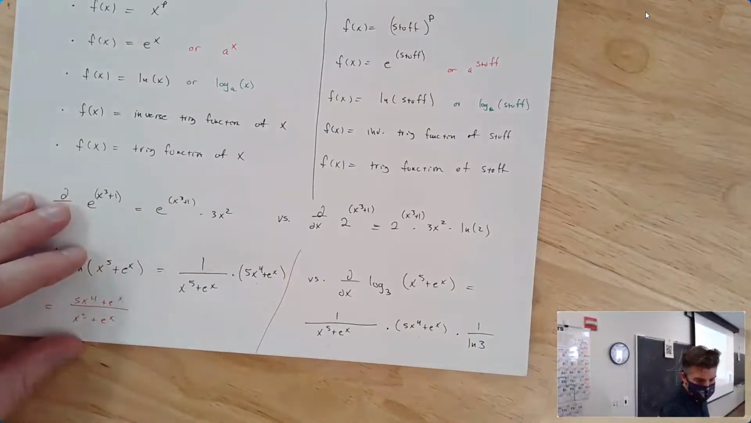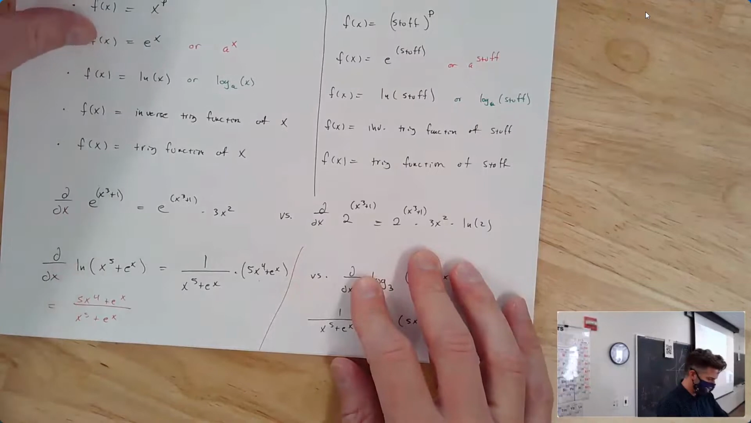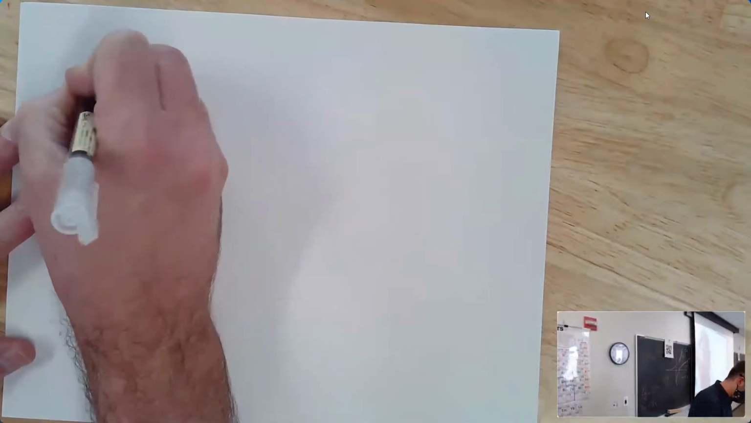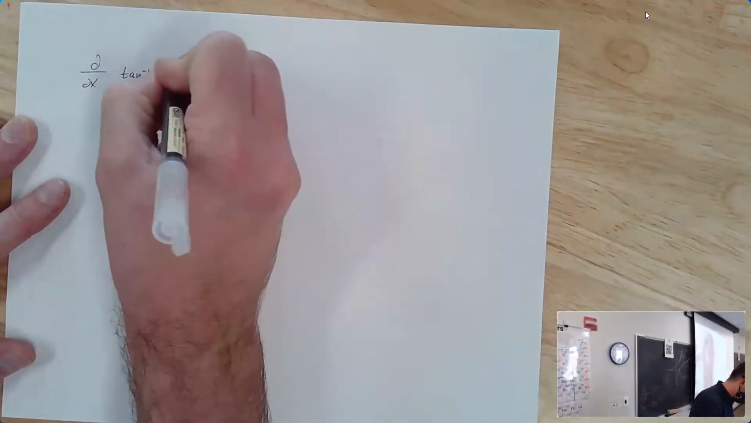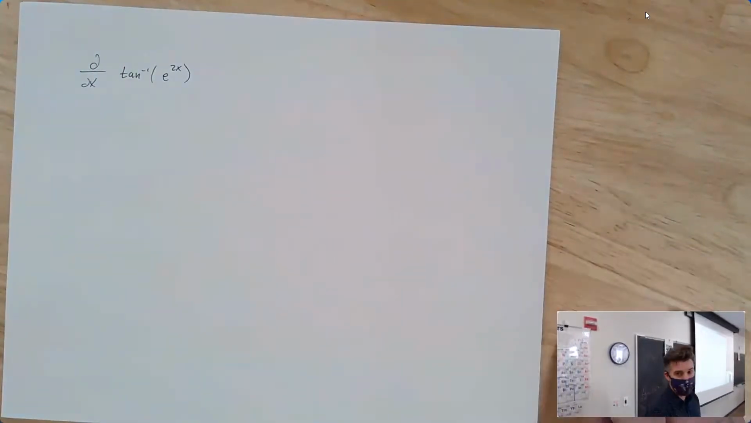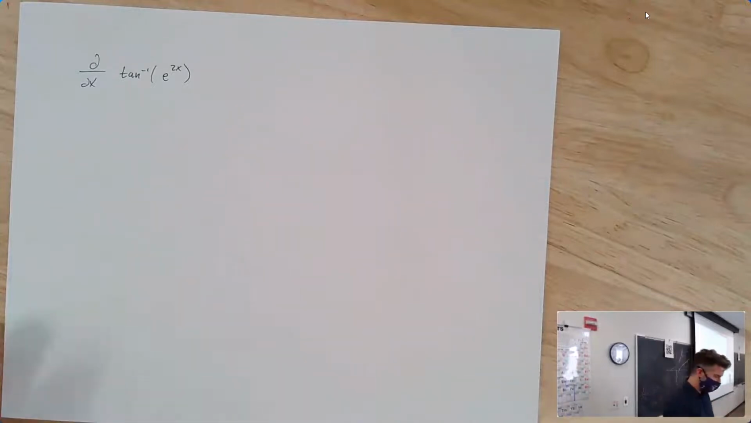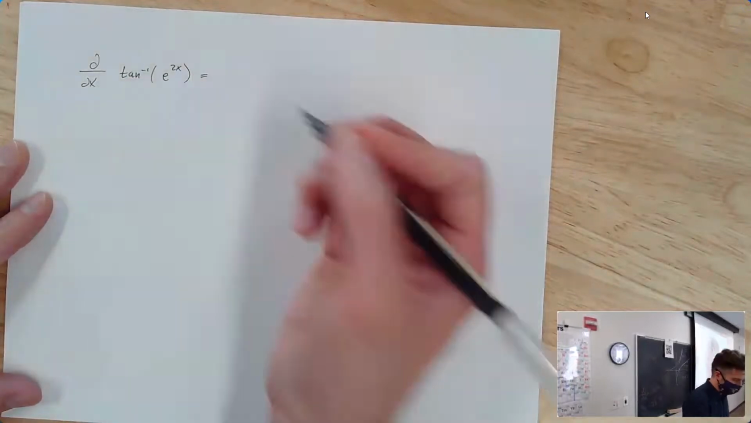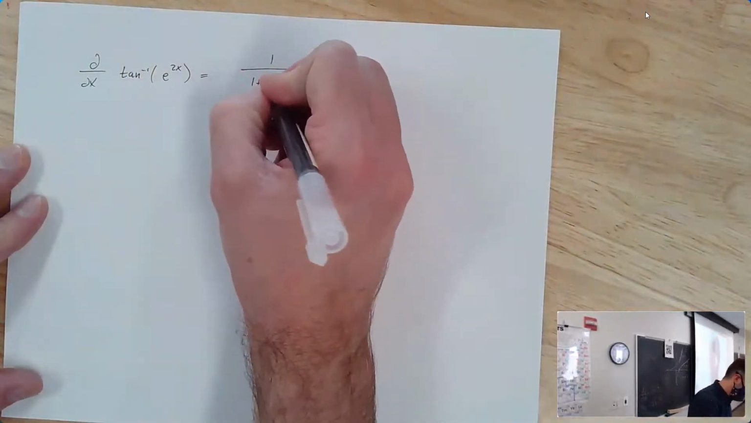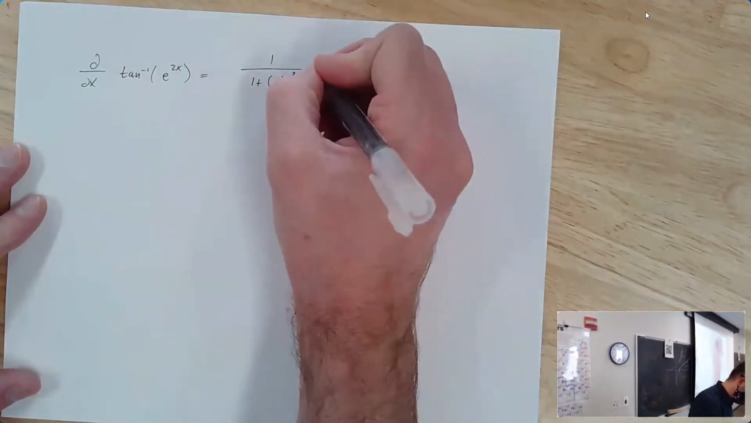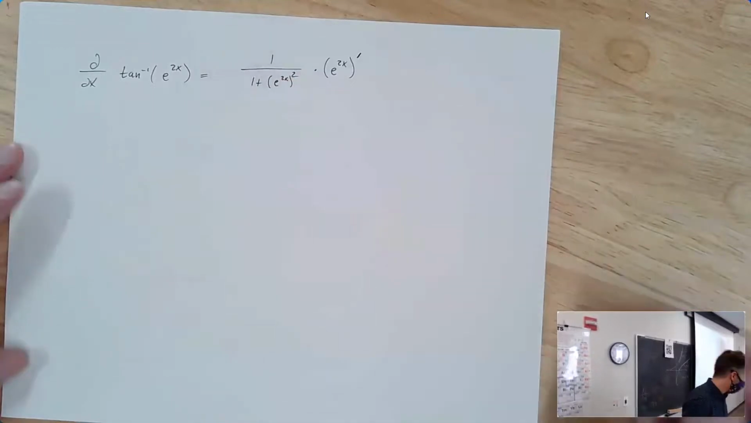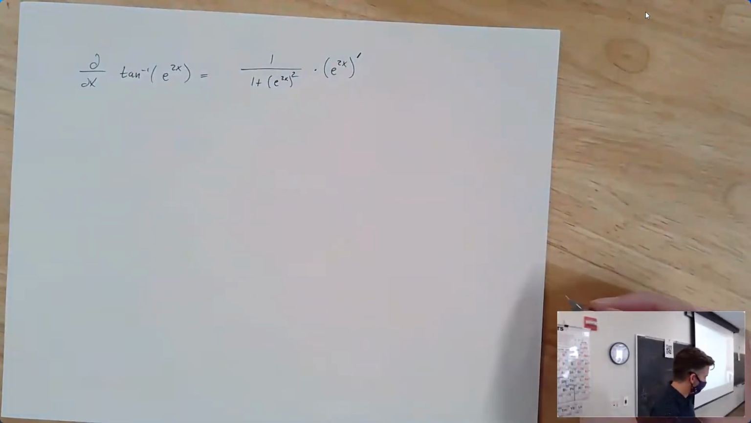All right, so let's do some more examples, specifically with inverse trig functions. What if I want to find the derivative of the inverse tangent of e to the 2x? This is why you need to memorize the derivatives of the inverse trig functions, because we're going to use them for chain rule. I know the derivative of the inverse tangent of x is 1 over 1 plus x squared. So the derivative of inverse tangent of my stuff is 1 over 1 plus my stuff squared times the derivative of the stuff, which I should write on top. It seems silly not to write it on top.